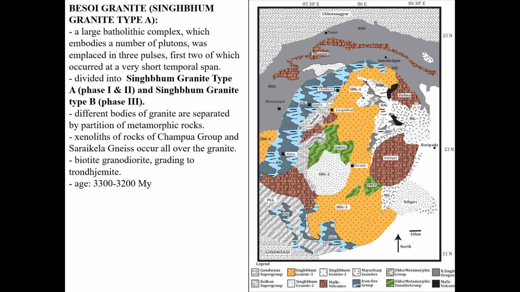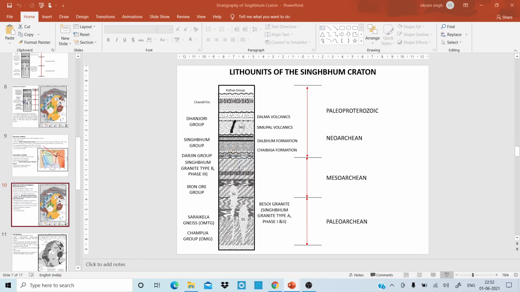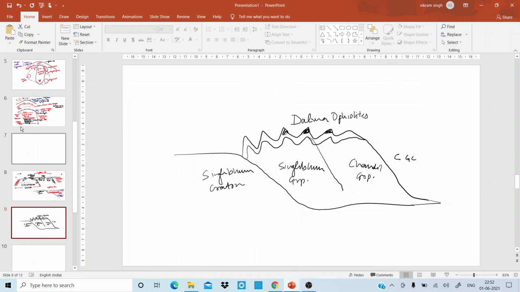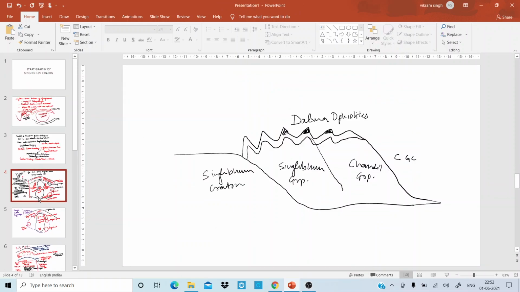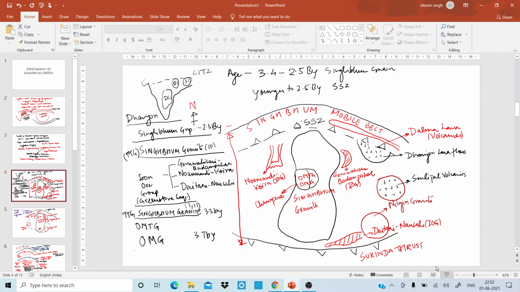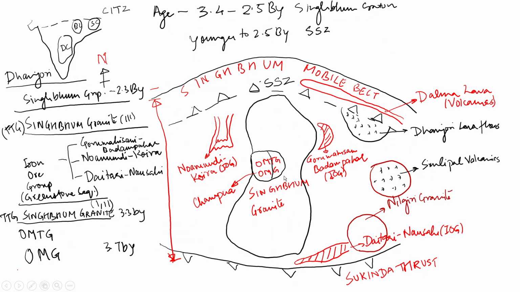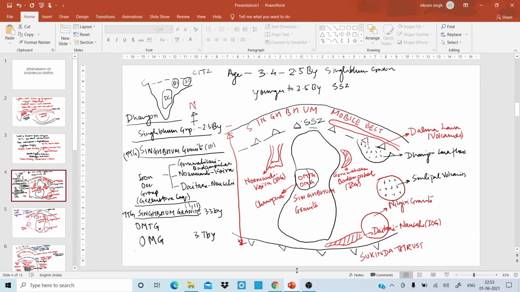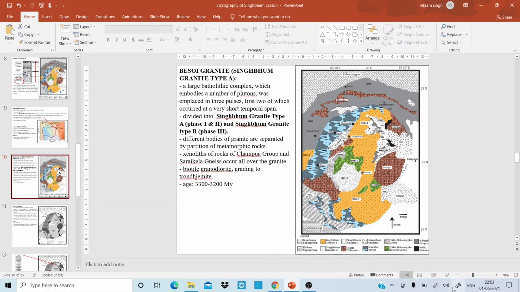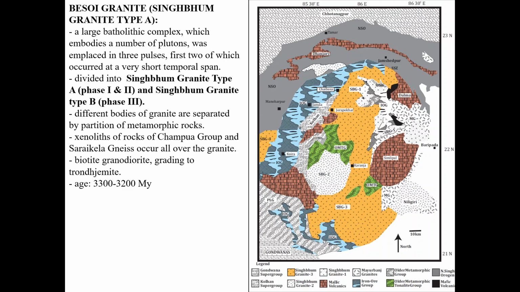They have xenoliths of rocks of the Champua group and Saraikela gneisses all over the granite. If you remember, I had shown you in the first map that I had drawn, in this large batholith there is some portion of OMG and OMTG. This OMG and OMTG are exposed as xenoliths, foreign bodies in the larger granites. They are biotite granodiorite grading to trondhjemite. Age has been given as 3.3 to 3.2 billion years.